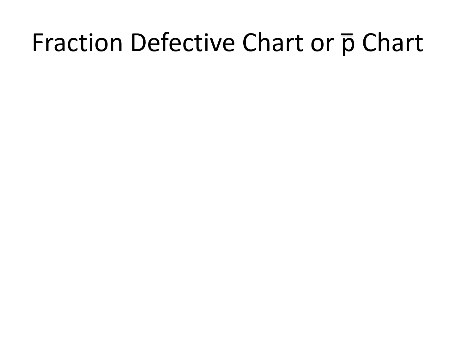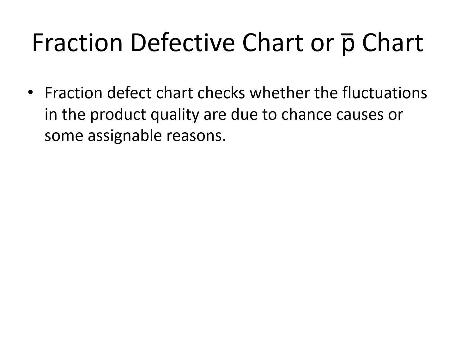So basically what we do is we try to check whether the fluctuations in the product quality are due to some chance causes or due to some assignable reasons. We try to control or take care that there should not be any assignable reasons for the quality to go bad. To control the quality through the fraction defective chart, first and foremost, we take the help of the average number of defectives, or the average fraction of defectives within a sample, usually denoted by P.